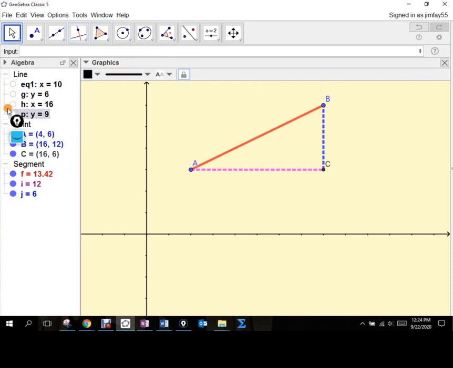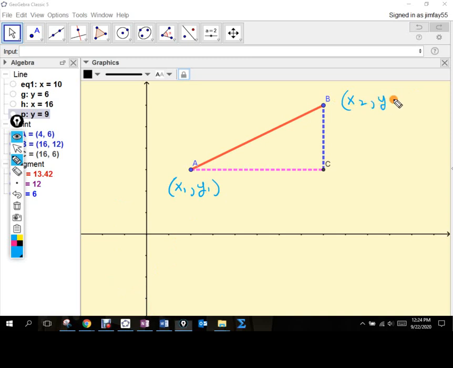So if I've got that image right there, do you guys remember? I'm giving you this red segment. I'm giving you point A and point B. Do you remember that point A can be written in Algebra 1 as x1, comma, y1? Remember that when we talked about slope? Point B would be x2, y2.